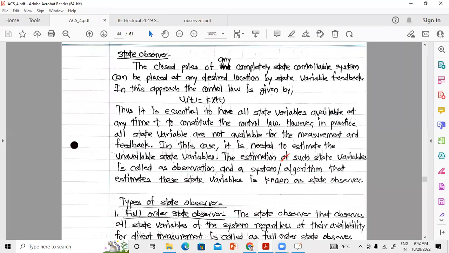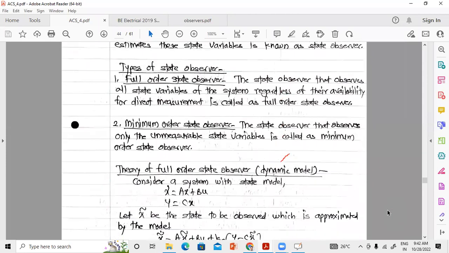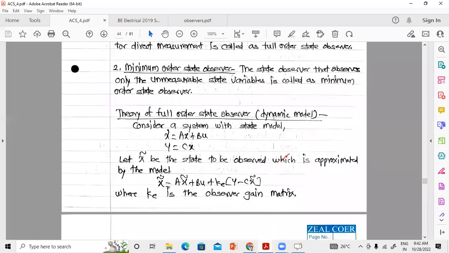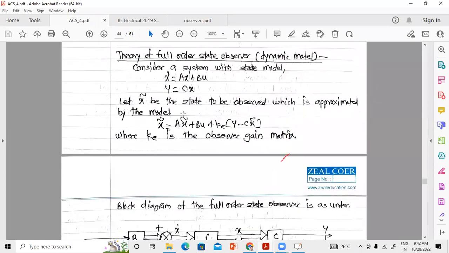And the system algorithm that estimates these variables is known as a state observer. The types of observers we have seen are the full order observer and the minimum order, or reduced order, observer. Now I will not go into that. So, the theory of the full state observer.